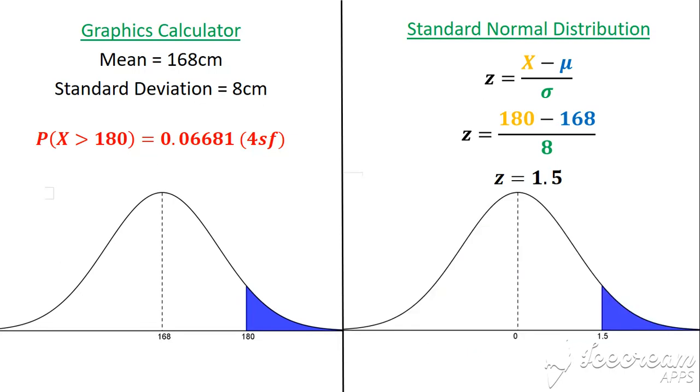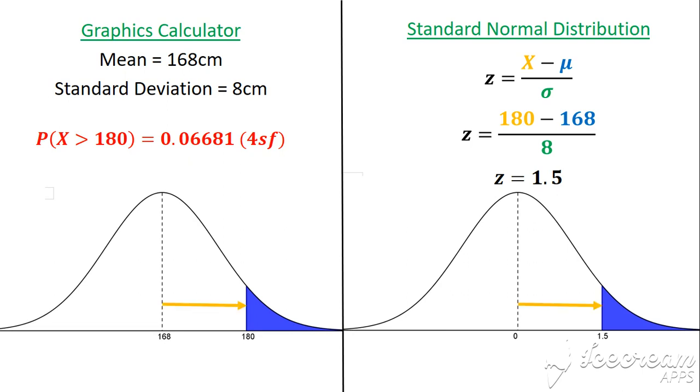And I'm going to redraw my normal distribution curve here. Instead of 168 in the middle, I've got 0. Instead of greater than 180, I want to be greater than Z is equal to 1.5. Now let's quickly try and explain what Z greater than 1.5 means.